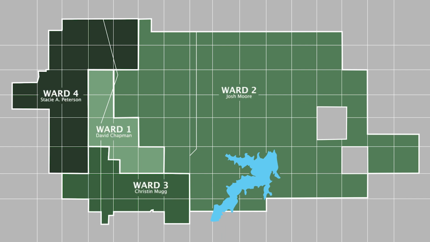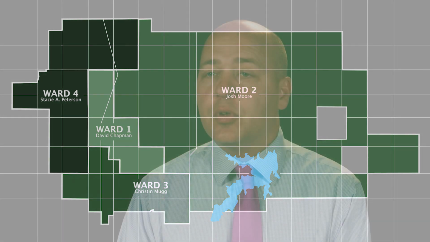So every 10 years, we go through what's called ward redistricting. Our city is broken up into 4 wards, which are political subdivisions. Everyone that lives in a ward is represented by a city council member. And what we do every 10 years when we get the census data is we try to break up those 4 wards into as equal amounts of population as possible.